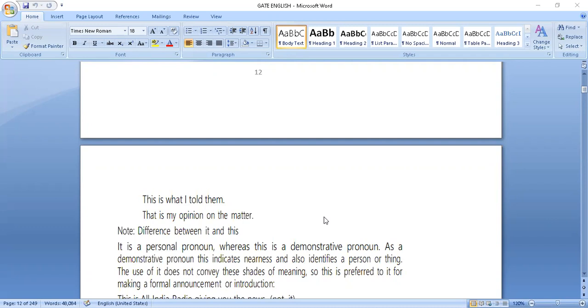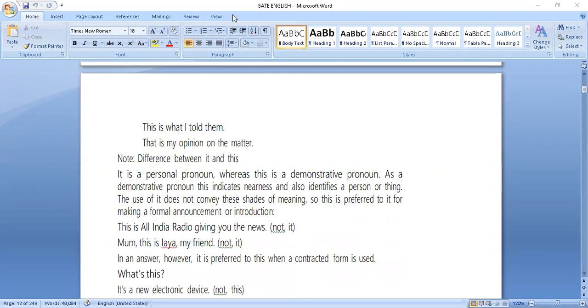Now, "it" is a personal pronoun whereas "this" is a demonstrative pronoun. As a demonstrative pronoun, "this" indicates nearness and also identifies a person or thing. The use of "it" does not convey these shades of meaning, so "this" is preferred to "it" for making a formal announcement or introduction.